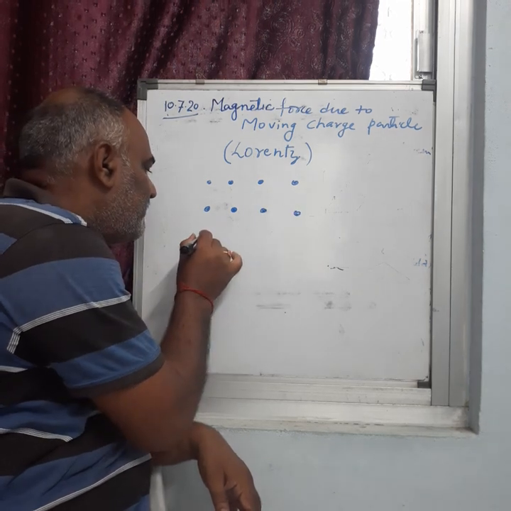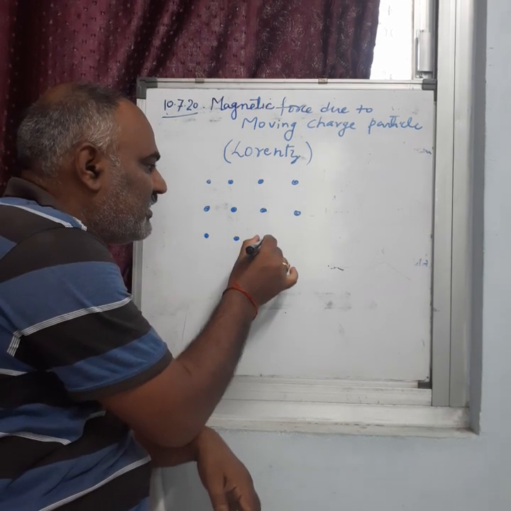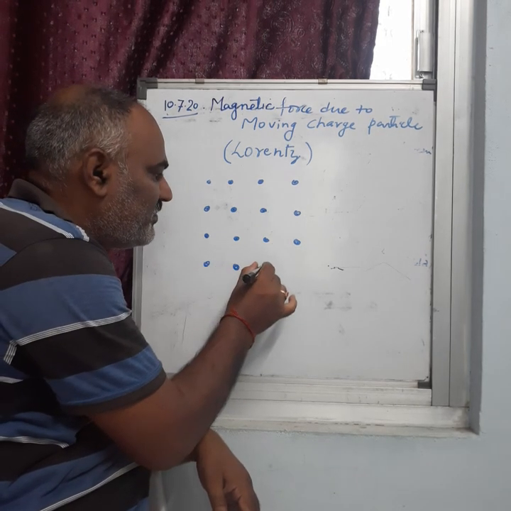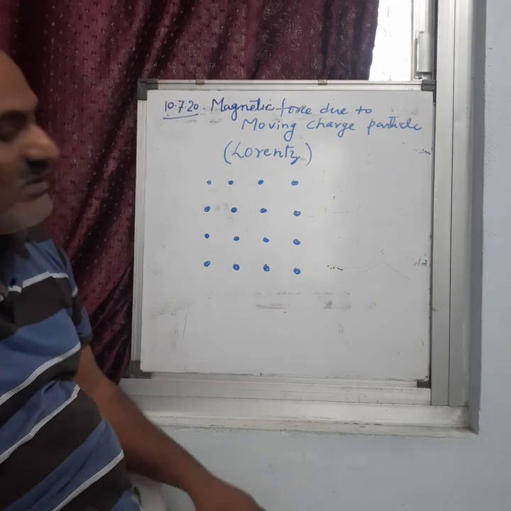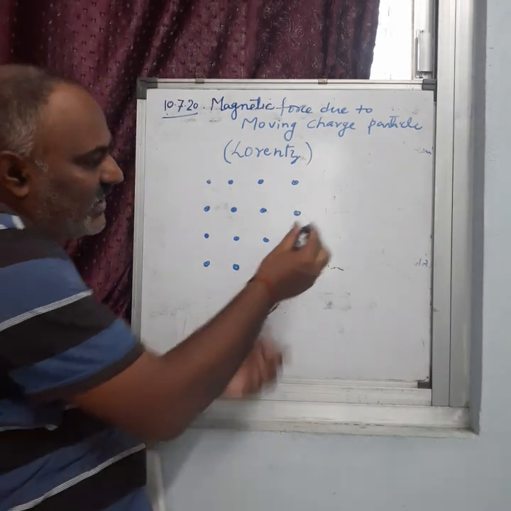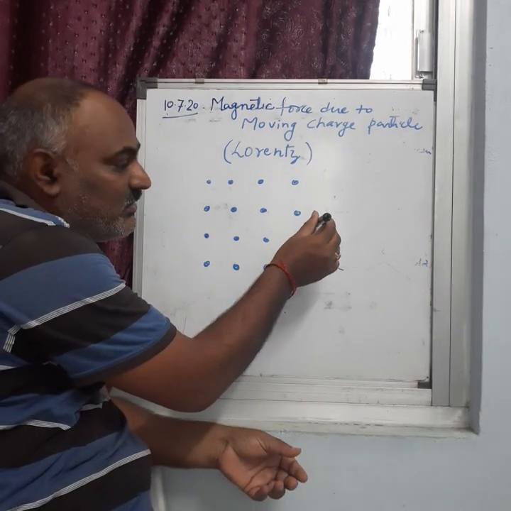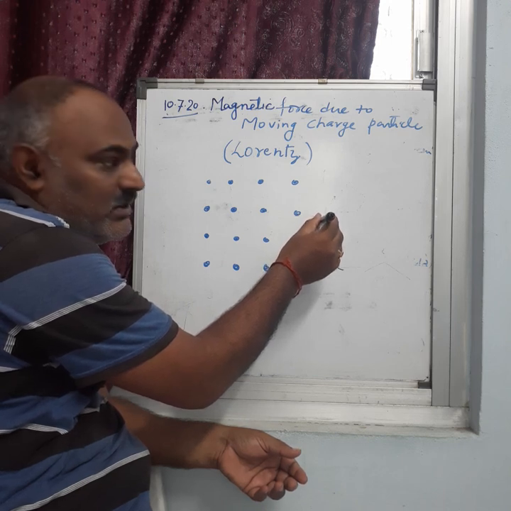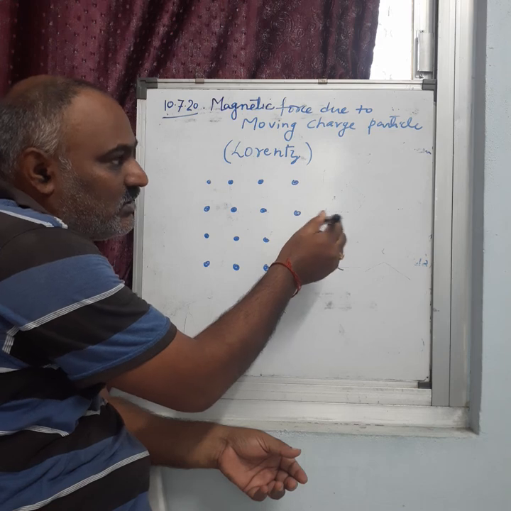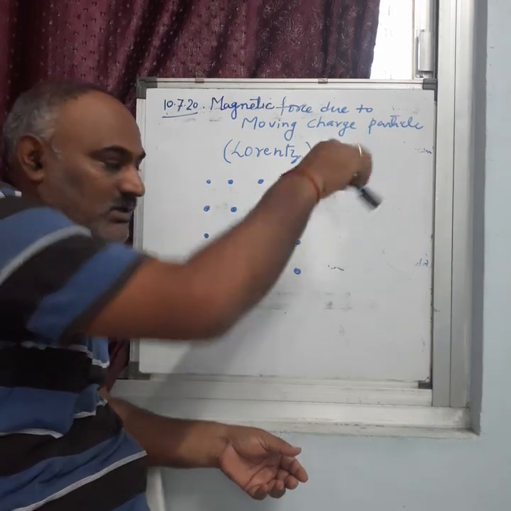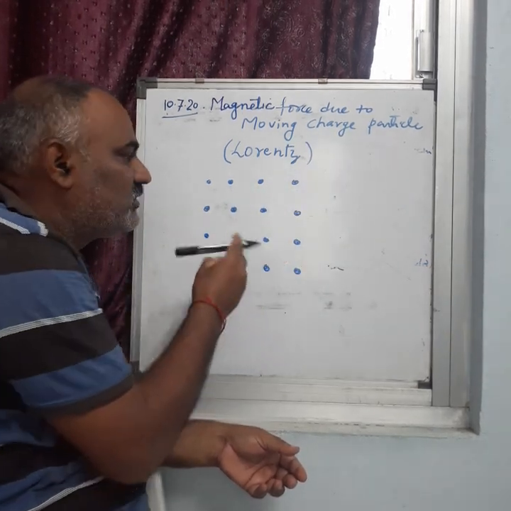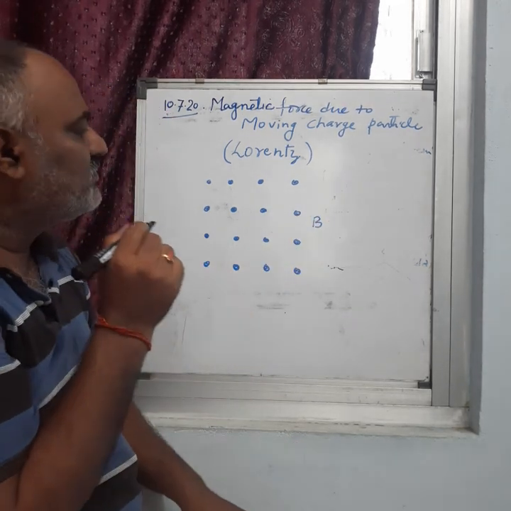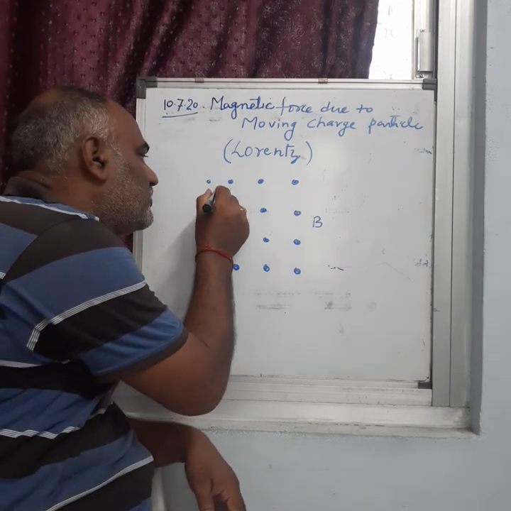Which type of magnetic field, as I discussed previously? This is the magnetic field acting perpendicular to the plane of the board. This one is a dot, meaning upward, and a cross will be downward. So this is the magnetic field. In this magnetic field, a charge Q.